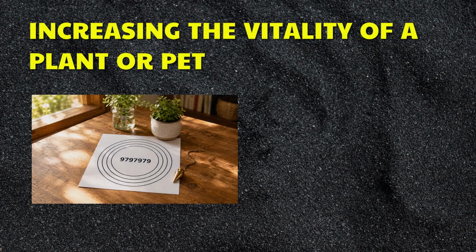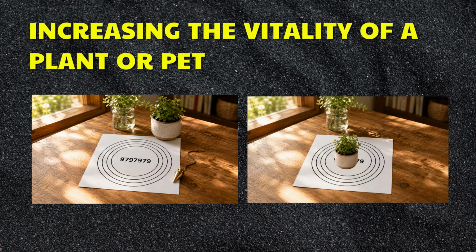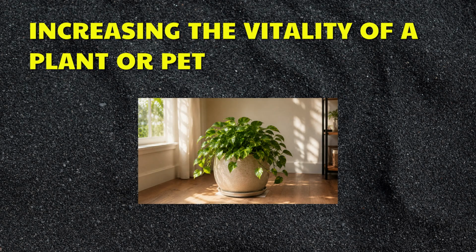Okay, let's begin with plants. If the plant is small, you can place it directly in the center of the high vitality graph. For a larger plant, simply place the graph underneath the pot. It's okay if the pot is bigger than the graph. Now you dowse the time and leave it there for the necessary time.